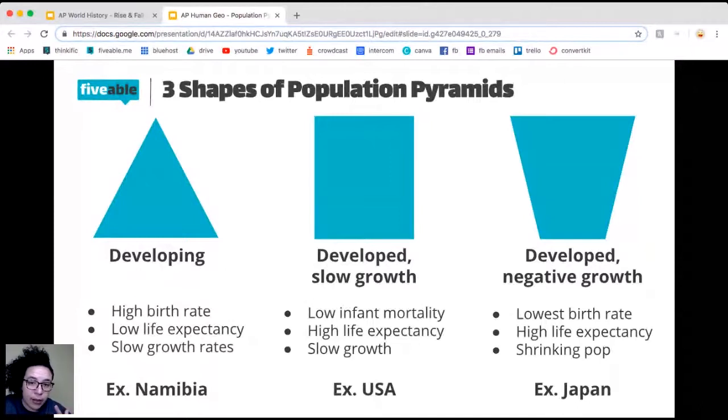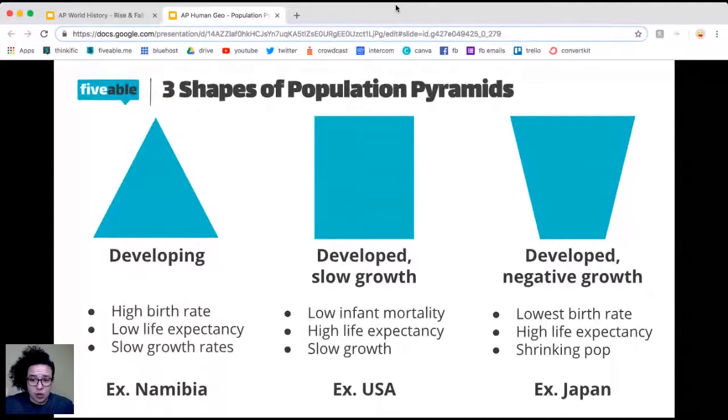The second type of population pyramid is kind of a rectangle. This is like developed countries. An example here would be the US. The US population pyramid looks kind of similar to that. It's just kind of boxy. In that type of society, there's low infant mortality, right? The birth rate isn't very high. It's pretty stable. People are living much longer, but there's also slow growth. They're not growing super fast.